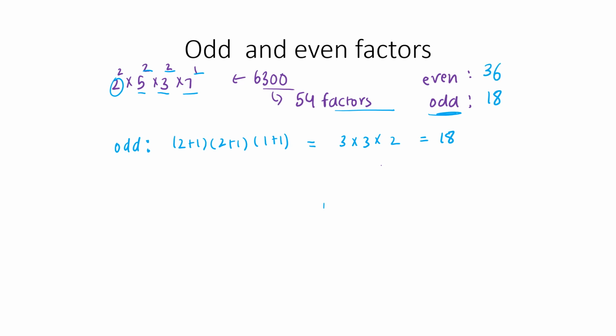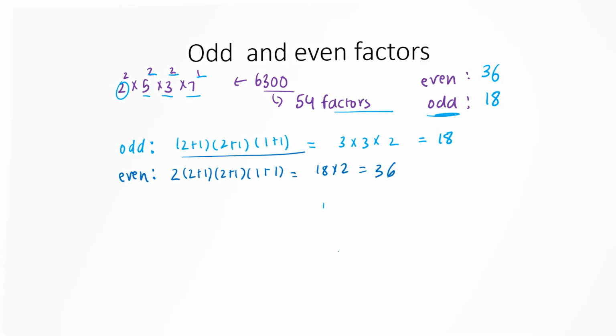But if you need to calculate the even factors directly, what you're going to do is simply take the number of odd factors and times it by 2. So we essentially just do this: 2 times 2 plus 1 times 2 plus 1 times 1 plus 1, which gets us 18 times 2, which is 36. And that's how you can find the odd and even factors of any number.